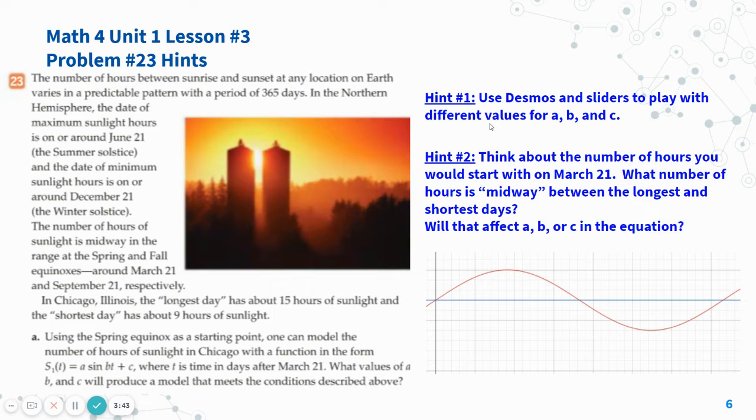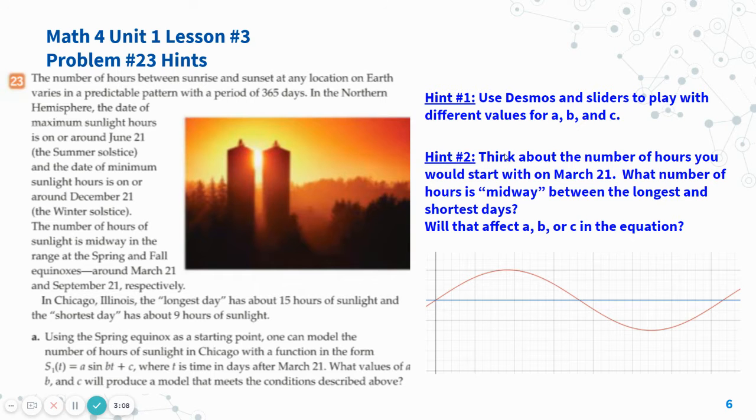And think about the number of hours you would start with on March 21st. So what number of hours is midway between the longest day and the shortest days? And is that number, that midway point, going to be connected to your A, your B, or your C in the equation? Just a reminder, those values affect amplitude, period, and displacement. Hopefully you know which of those affects which of those things.